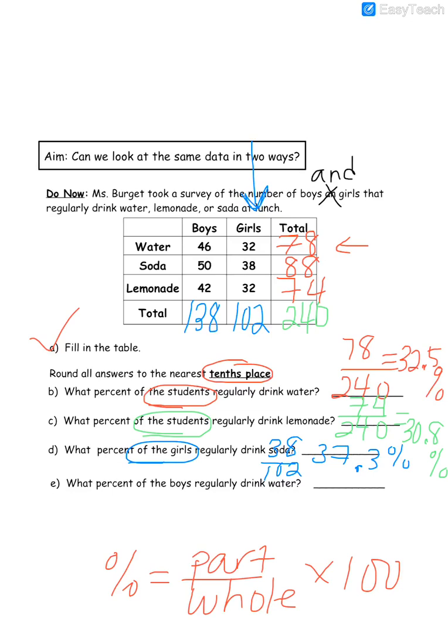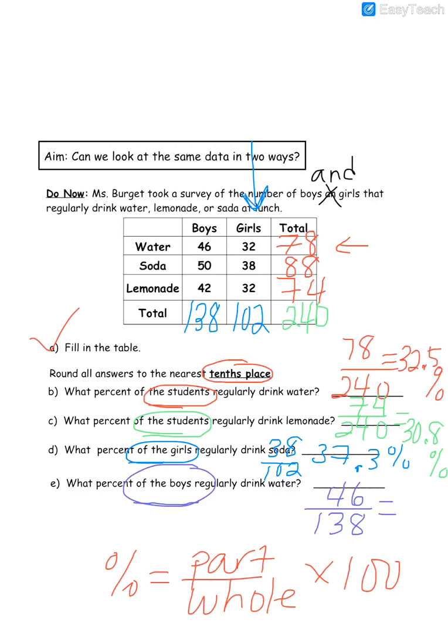What percent of the boys regularly drink water? So first we have to ask ourselves, how many boys are there? Well, there are 138 boys, so hopefully you use that as your denominator. And I want to know what percent of them drink water, so I'm going to look for the water, and I have 46 over 138.